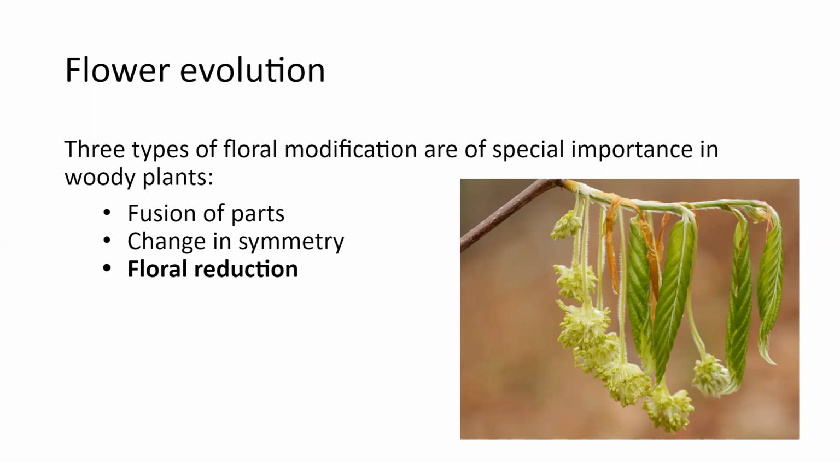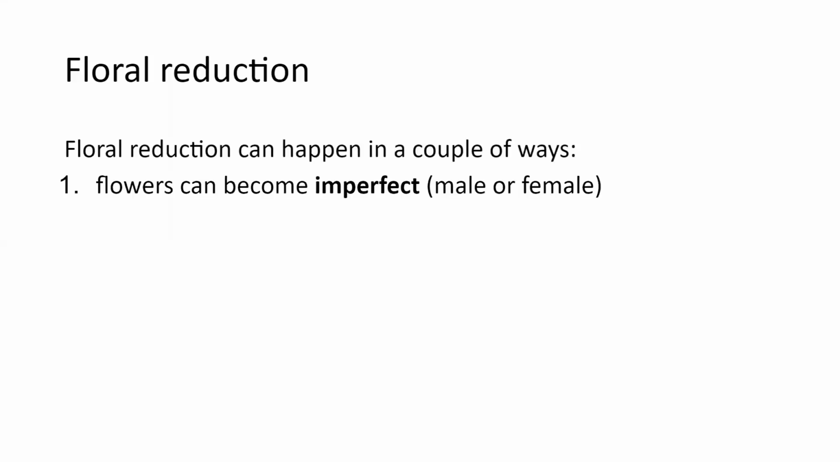I don't know if you can see in the photograph, but this is mostly stamens. The flower is mostly stamens, so it's an imperfect flower, incomplete flower. So you can have floral reduction. We're going to talk about this a little bit more in a couple of ways. So the flowers can become imperfect, right? That means they're either male flowers or female flowers.